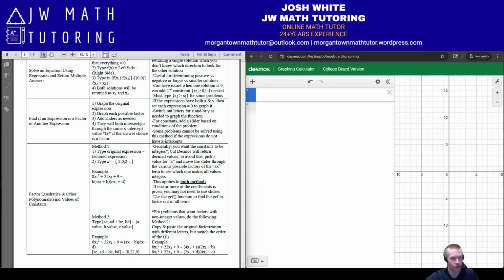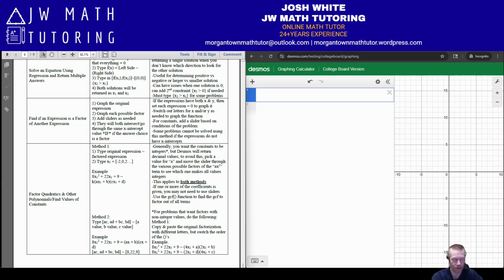So basically what you're going to do for this is graph the original expression. Then you're going to graph each possible factor. You're going to add sliders as needed if there are constants in either the answers or the original expression. And then you're going to look for the original expression and the factor to intersect, or basically go through the same x-intercept value. Okay, so they will both have the same x-intercept value if the answer choice is a factor.